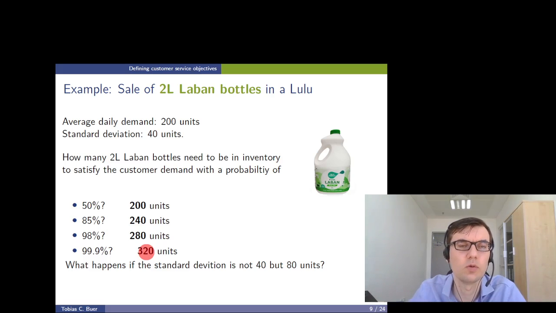This is what you can do with the normal distribution and the knowledge of how the costs and the demand develop under the normal distribution assumption.